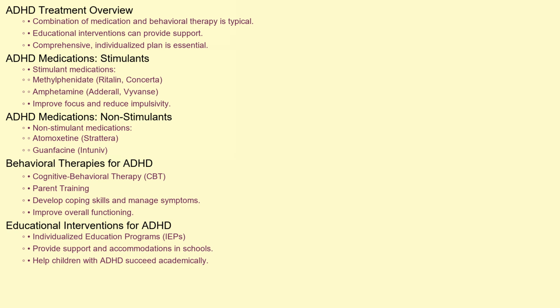Treatment for ADHD typically involves a combination of medication and behavioral therapy. Stimulant medications, such as methylphenidate and amphetamine, are often prescribed to help improve focus and reduce impulsivity. Non-stimulant medications, such as atomoxetine and guanfacine, are also available. Behavioral therapies such as cognitive behavioral therapy, or CBT, and parent training can help individuals develop coping skills, manage their symptoms, and improve their overall functioning.